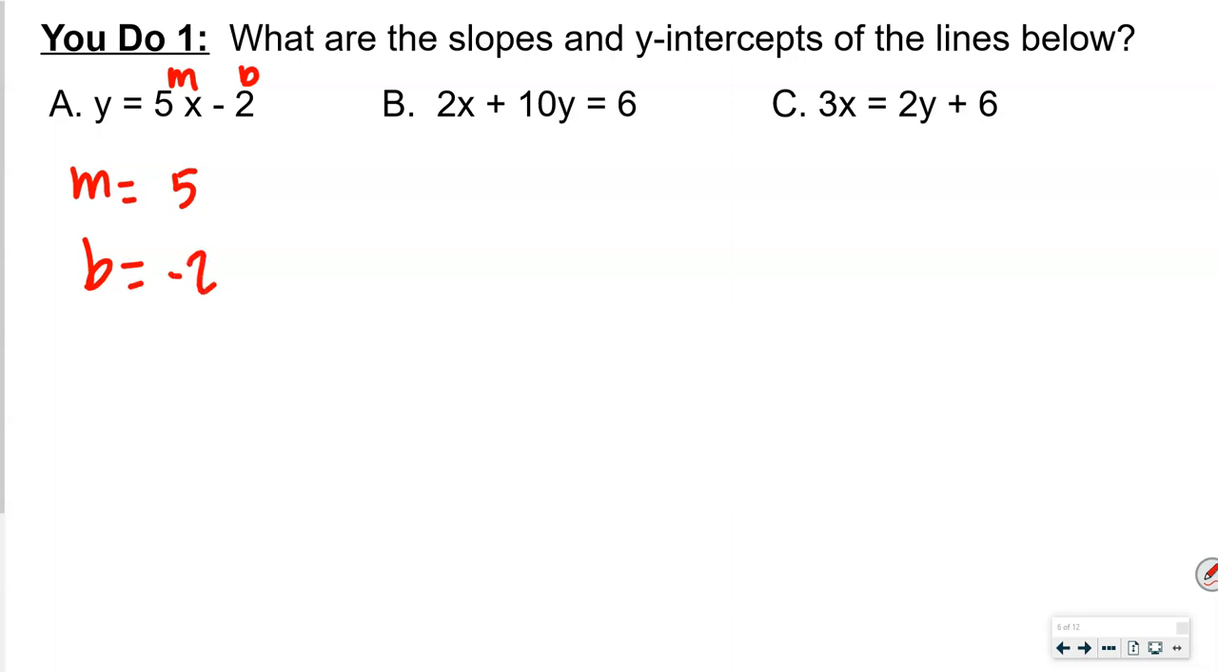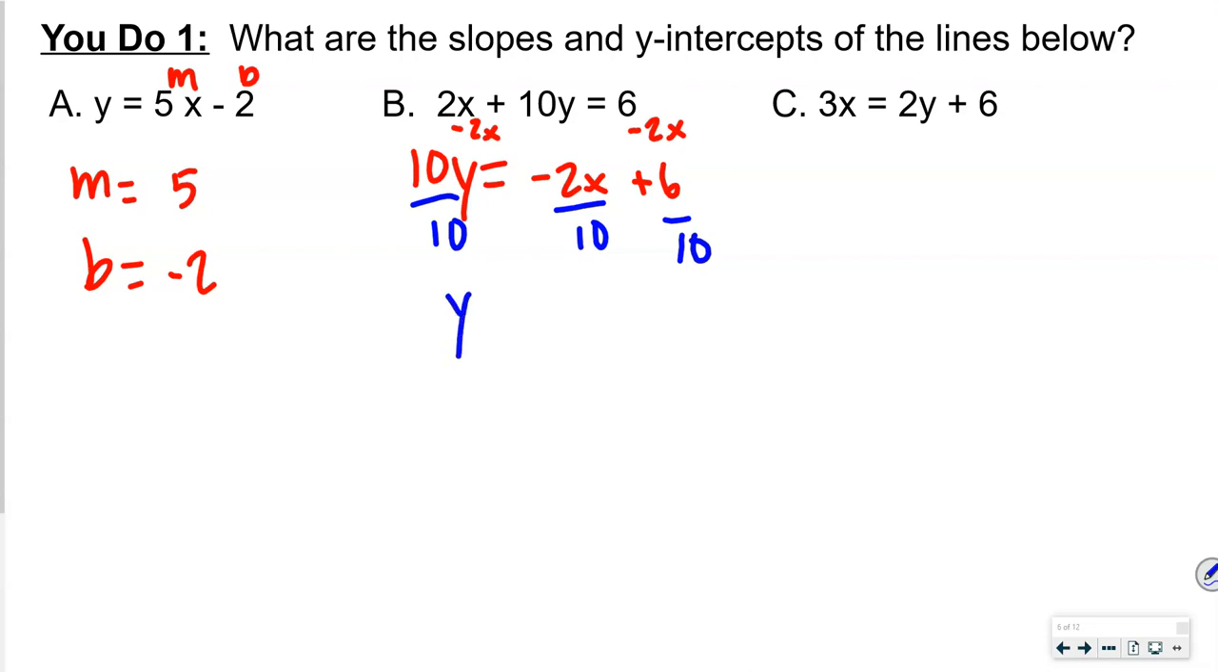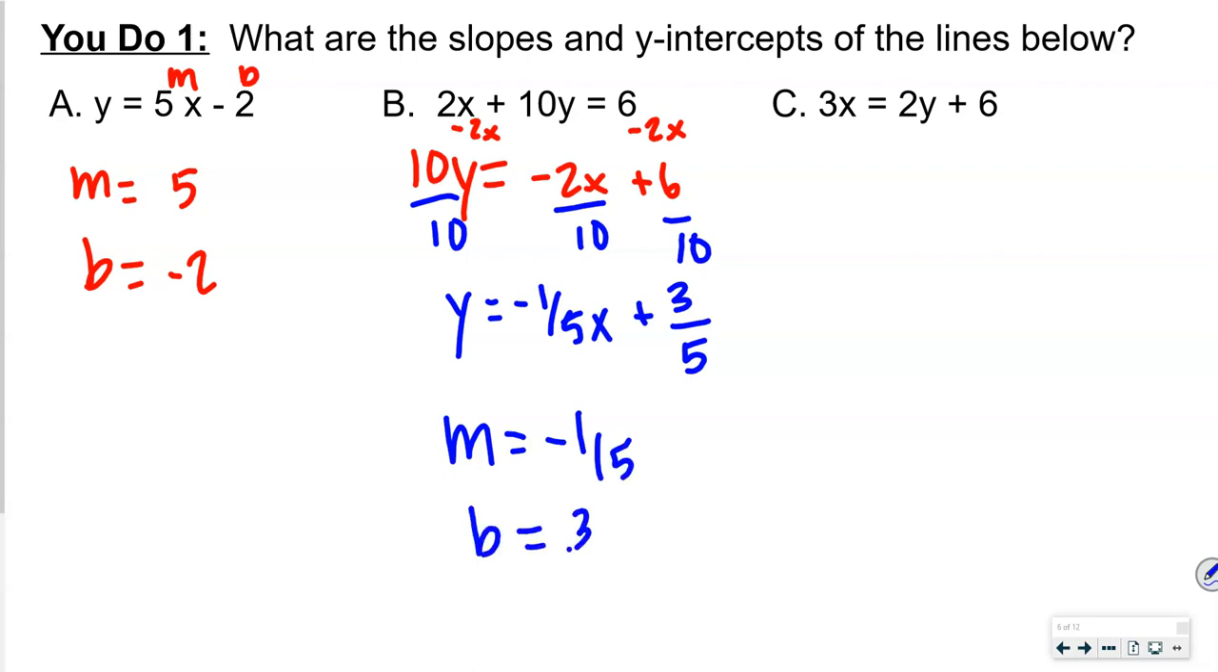So the middle one again, we're going to have to move the 2x to the other side. So I'm going to leave it 10y is equal to, and I'm going to subtract that 2x from both sides. So that's going to give me negative 2x plus 6. Then I'm going to have to divide everything by 10 here, right? Now recall that when we do this, we have to reduce things, okay? So 2 goes into 10 5 times, so this is negative 1/5 x, and 6 and 10 are both divisible by 2, aren't they? So this is going to end up being 3/5. Okay, so that means my m is negative 1/5 and my b is equal to 3/5.